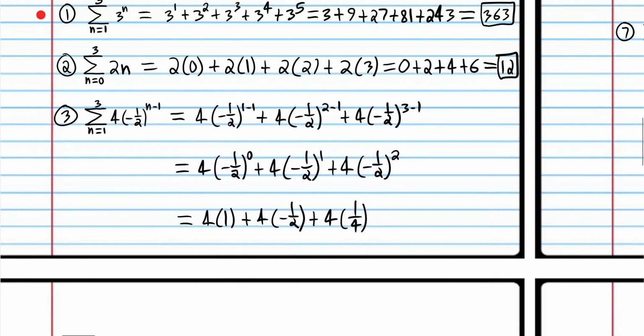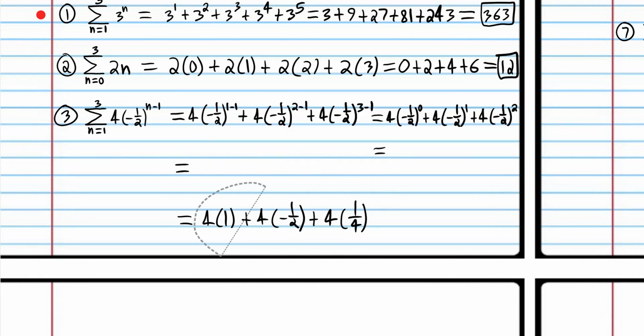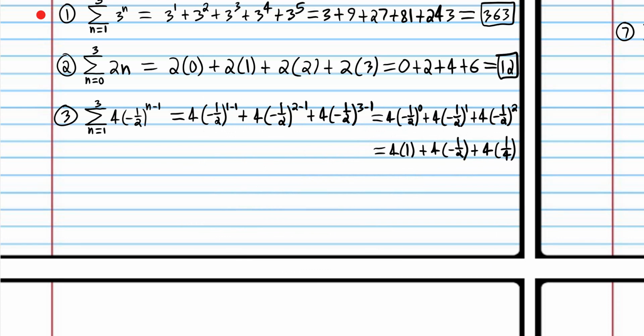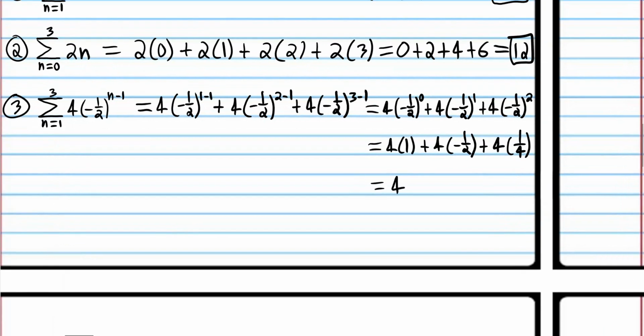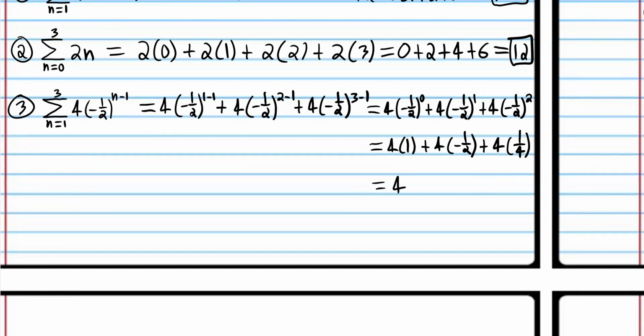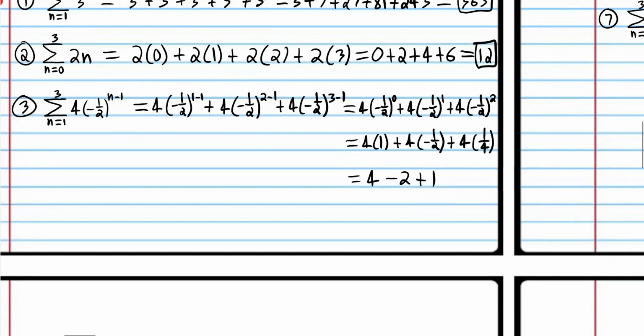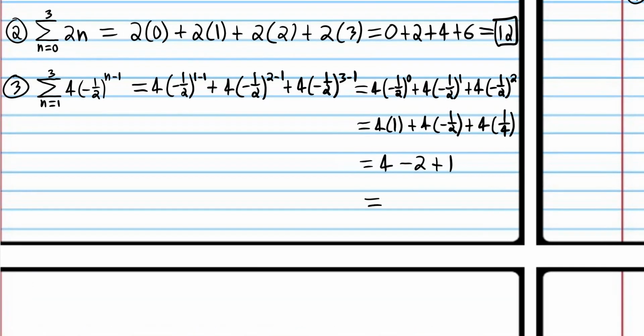And let me see if I can fit in another line. And now all we have to do is simplify. So we have 4 minus 2 plus 1. So let's just double check that, make sure we did everything correctly. Looks right. So we get 3. The sum is 3.